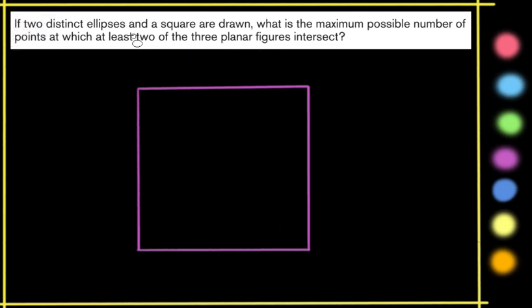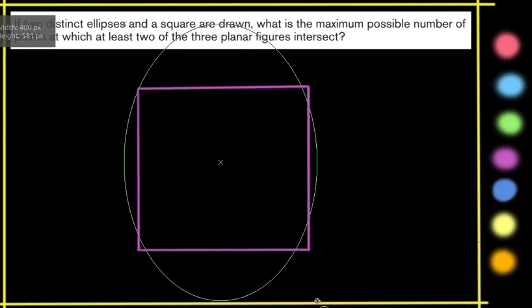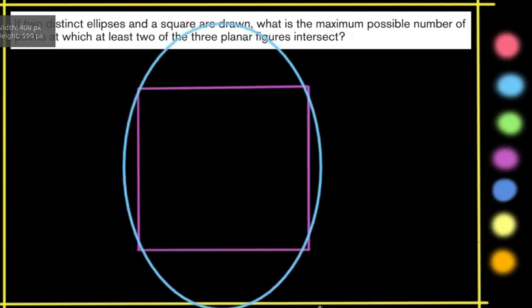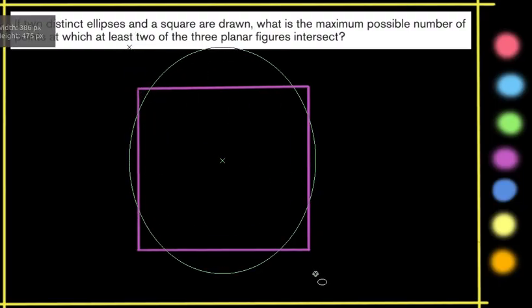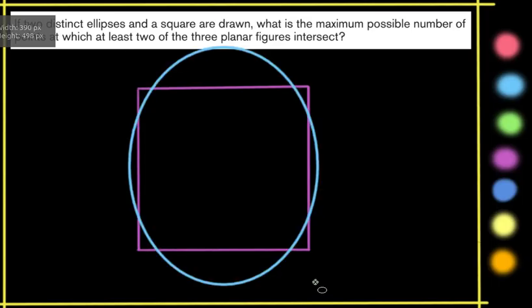Let's start again. So, yeah, that's pretty good. Almost made it too big, but we've got 2 intersections here, 2 here, 2 here, and 2 here. Maybe I did make it too big. Let me fix that a little bit. Let's see. Okay, that looks good to me. So now I've got 8 intersections between the square and the ellipse.